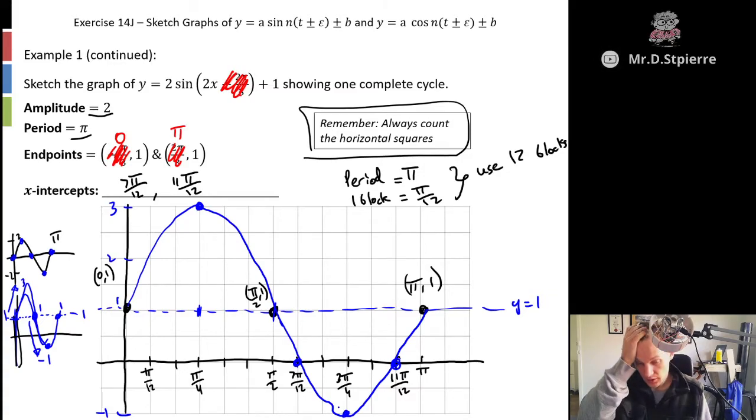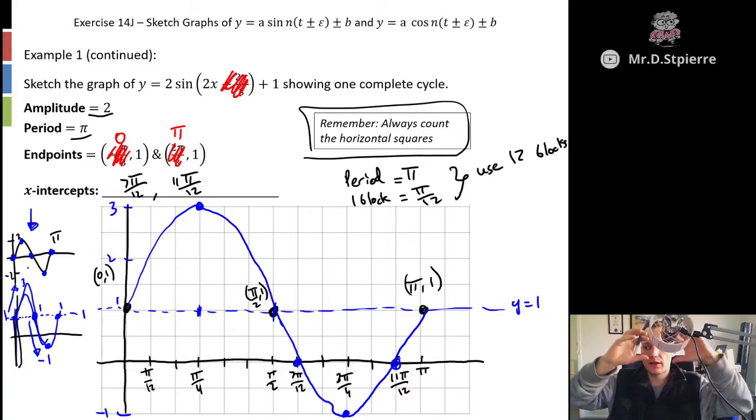So the thing to recognize is that you can visualize the standard graph like this with no vertical translation. What's its period? What's its amplitude? Okay. And then you're going to take the whole graph and just shift it up.